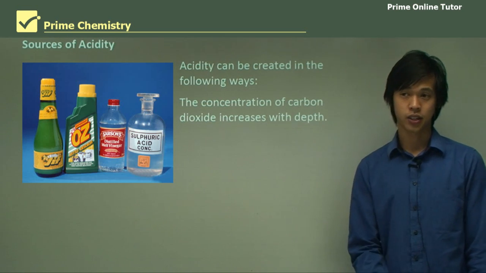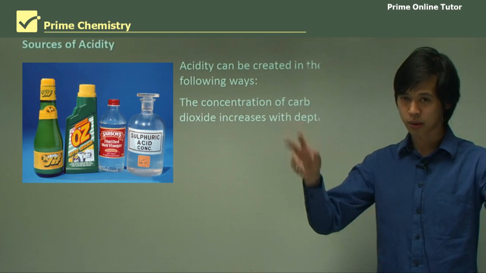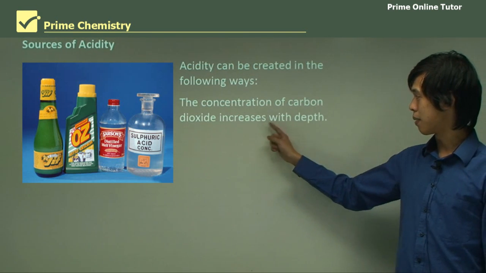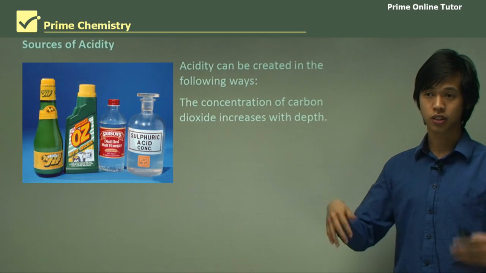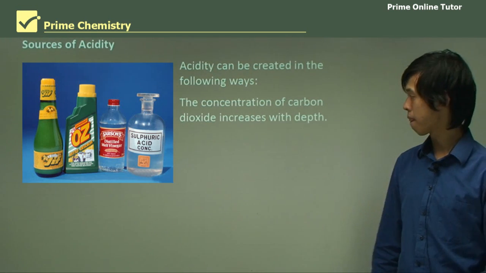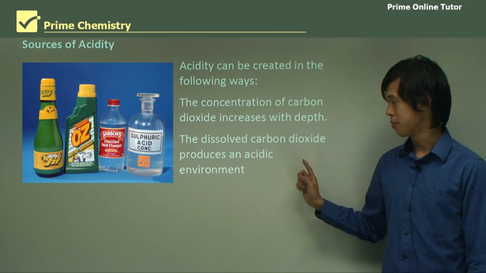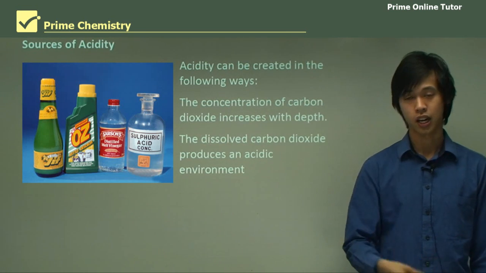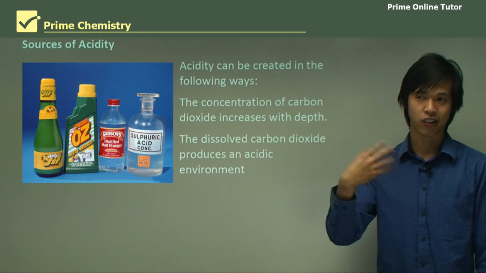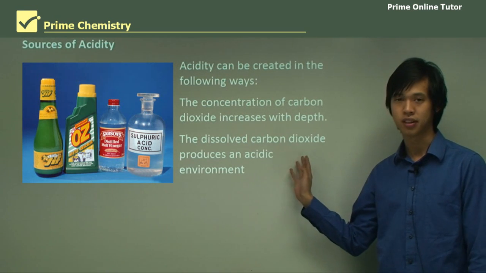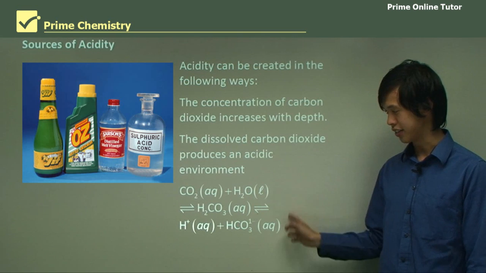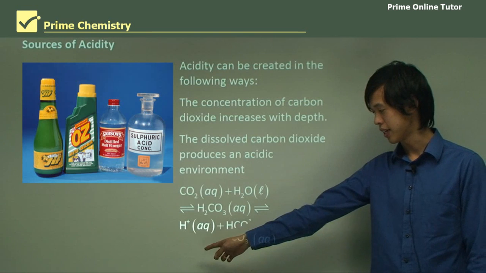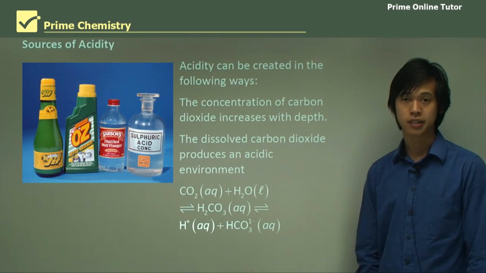So where did these acids actually come from? What are those chemical processes that I mentioned? Well, acidity can be created in several ways. The concentration of carbon dioxide increases with depth, so it goes up as we go deeper underwater. The dissolved carbon dioxide produces an acidic environment, carbonic acid. When carbon dioxide dissolves in water, you get carbonic acid. We've studied that at great length in acidic environments, so that shouldn't be new to you. But here's the equation just if you've forgotten. CO2 plus H2O gives you H2CO3, which breaks up to give you H+ and HCO3-.